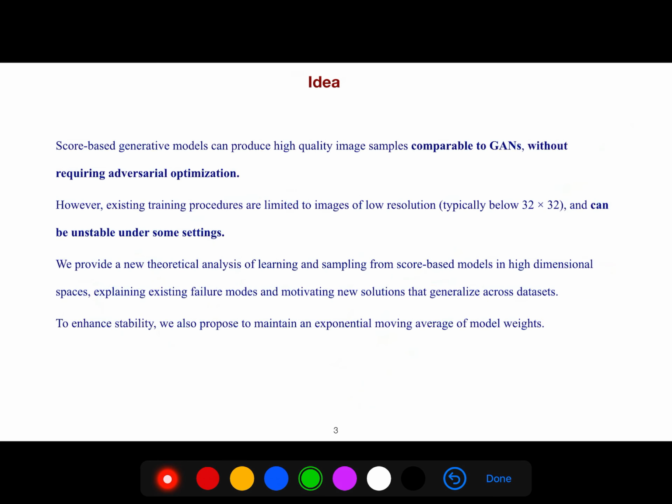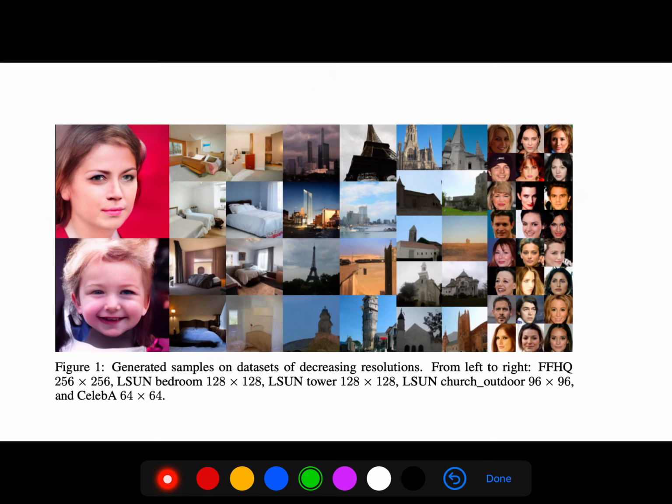So score-based generative models can produce high quality. So here, high resolution is important. As I said, comparable to GANs without requiring adversarial optimization. However, existing training procedures are limited to images of low resolution and can be unstable under some settings. It provides a new theoretical analysis of learning and sampling from score-based models in high-dimensional space, explaining existing failure modes and motivating new solutions that generalize across datasets. So these are the generated samples on datasets of decreasing resolution.